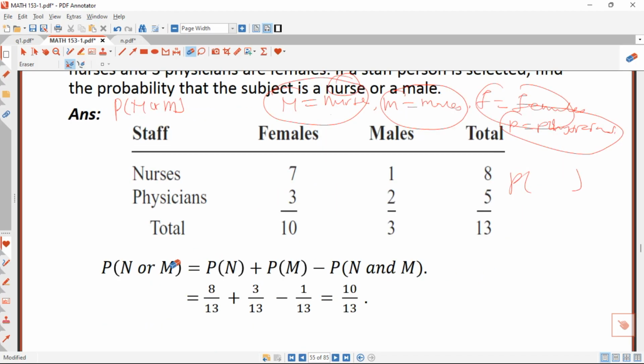So right now we have probability of N or M, which will be given as probability of N plus probability of M minus probability of N and M, right? This is not a mutually exclusive event because there is a nurse who is a male, right? So the nurse who is a male is 1. So there is an intersection, right? So here we will have probability of N. Probability of N will be 8 divided by 13, right? Plus probability of M, that's the male, which will be 3 divided by 13, minus probability of N and M, which is 1 divided by 13. When you add and subtract, you are getting 10 divided by 13.